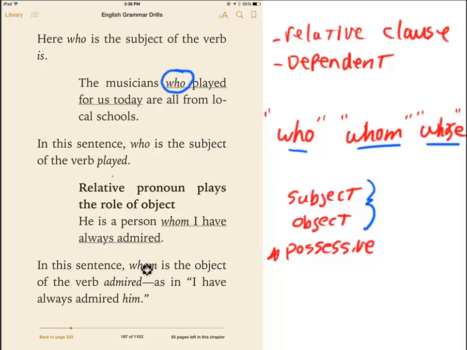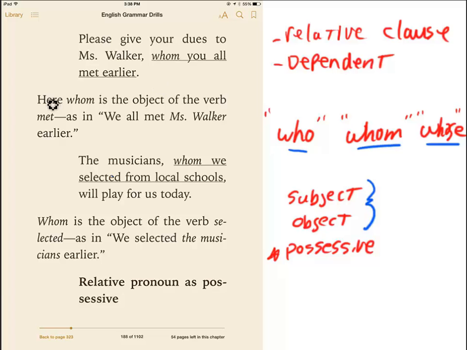It says in this sentence, whom is the object of the verb admired, as in I have always admired him. Whom I have always admired. So this is receiving the action. It's receiving the action of being admired. So whom is an object. And remember, anytime the relative pronoun plays the role of an object, we always use whom. Let's look at a couple more examples.